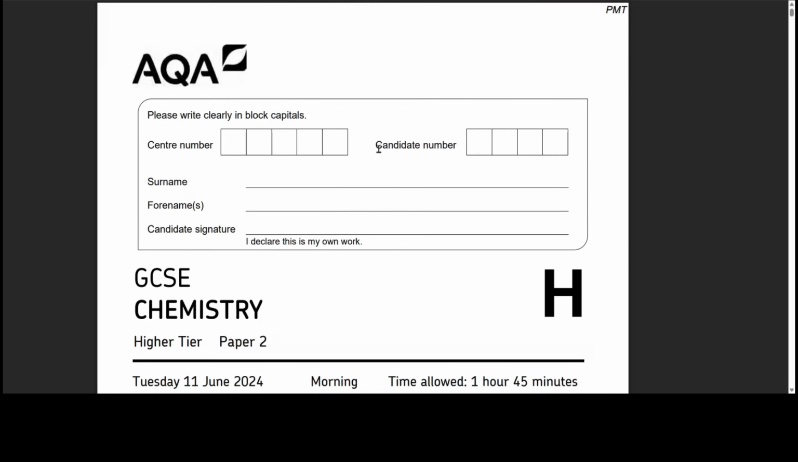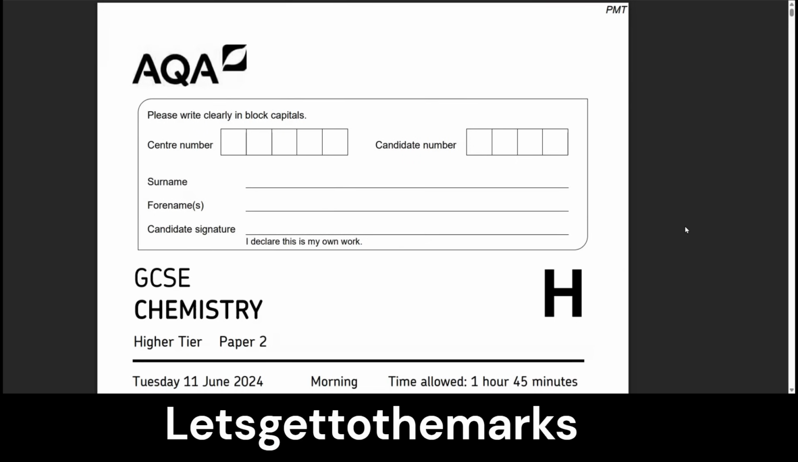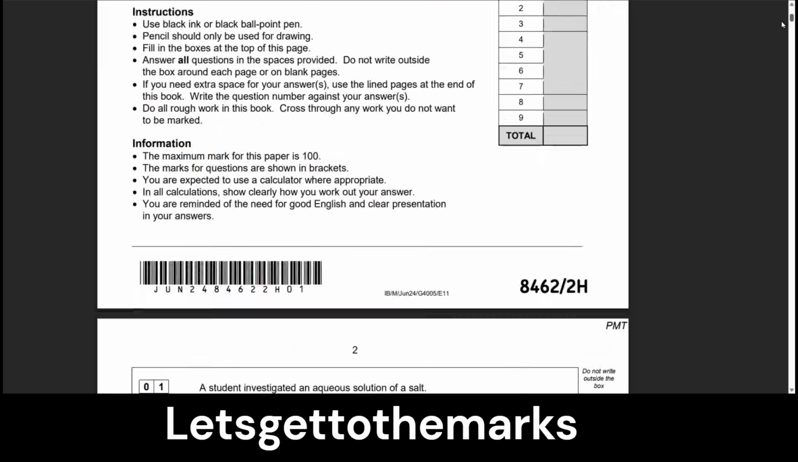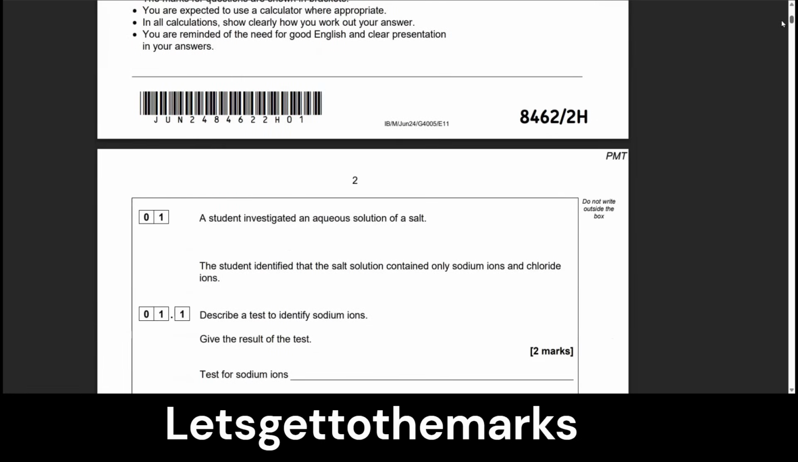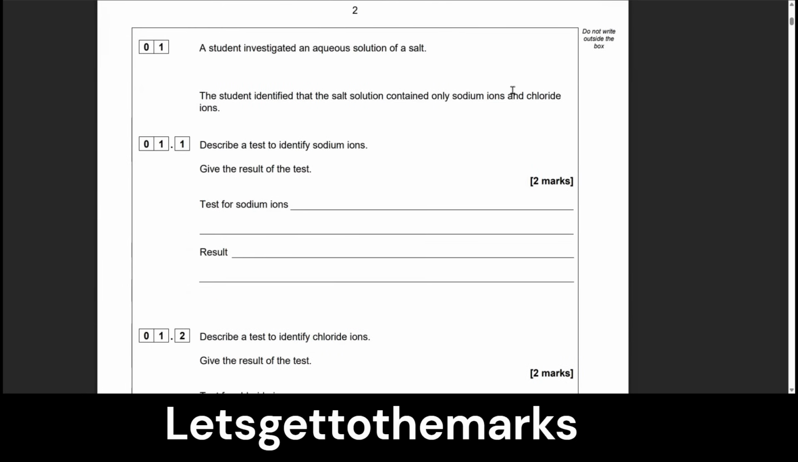Okay, welcome to Let's Get to the Marks, going through the AQA GCSE Chemistry Higher Tier Paper 2 2024. You've got an hour and 45 minutes. It's 9 questions. Make sure you pause the video at the start of each question. Have a bit of paper, write your answer down. Then unpause and watch the walkthrough. Let's get into it. Okay, Q1.